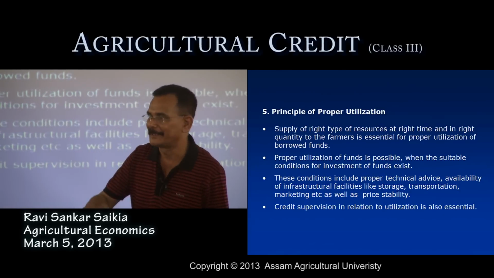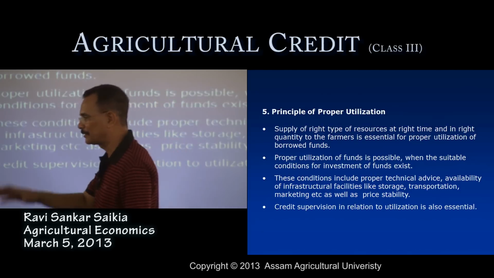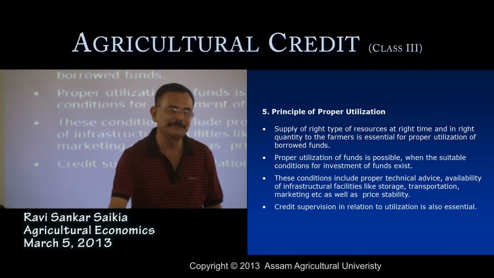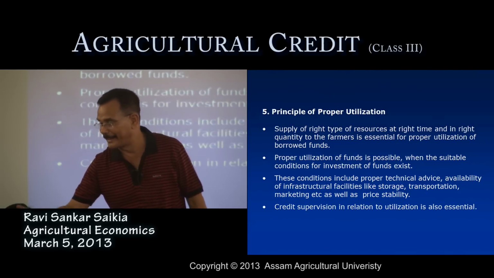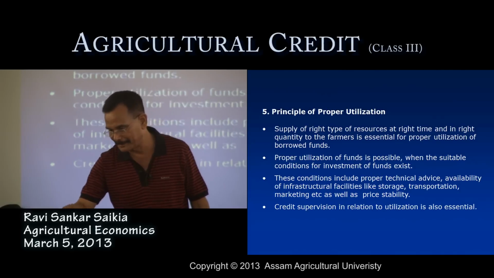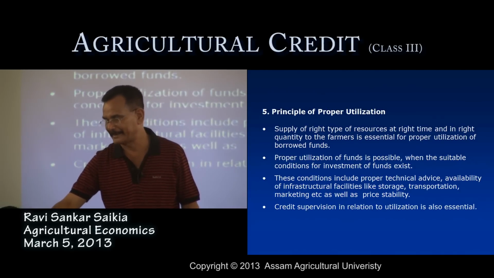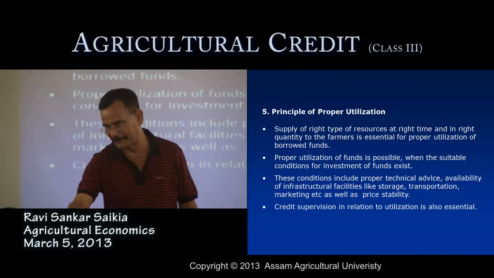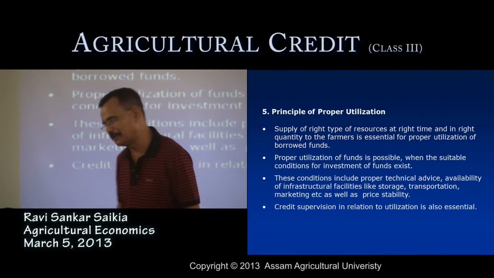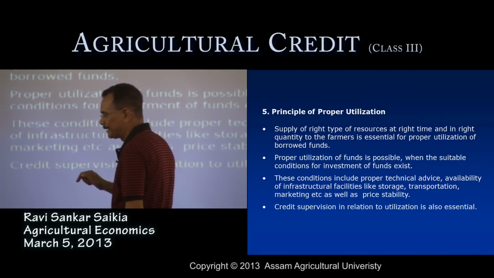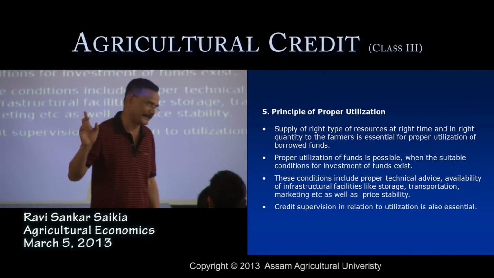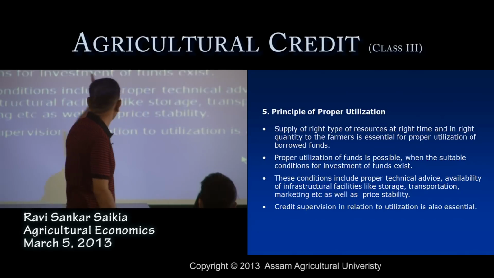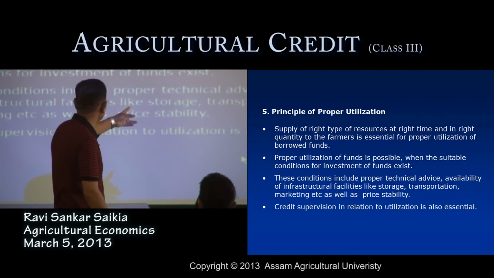Credit supervision. The banking organization nowadays not only confines its activities to disbursing credit, but also to recovering the credit. And better recovery can be assured by the bank only through better utilization of the loan by the farmer, so that they can get higher income and go for better repayment. So generally the banking organization, after disbursement of credit, looks for the proper utilization of the credit. Again, the same thing is discussed here as the principle of proper utilization.